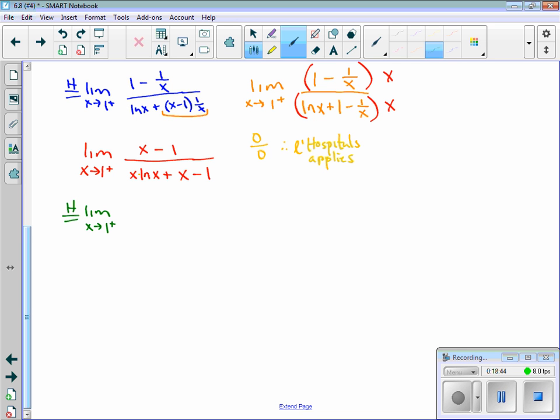So the top turns into 1, right? And the bottom here, you just have to make sure you use product rule on this first chunk. So I'll leave the x alone. Derivative of natural log x is 1 over x. Plus, leave natural log x alone. And the derivative of x is 1. And then plus 1. What's that going to turn into in the denominator? Natural log of x plus 2, right? Because we got 1 here, 1 here.